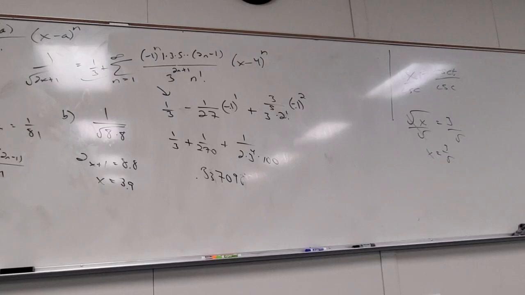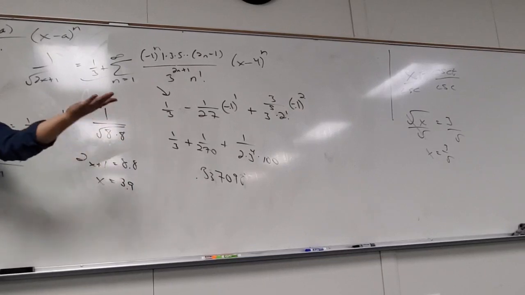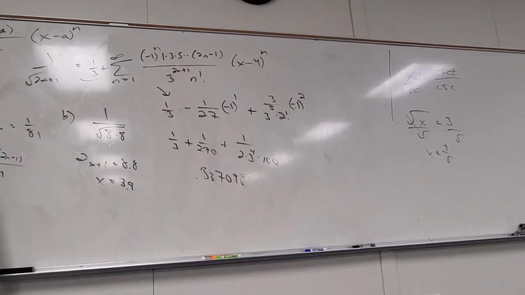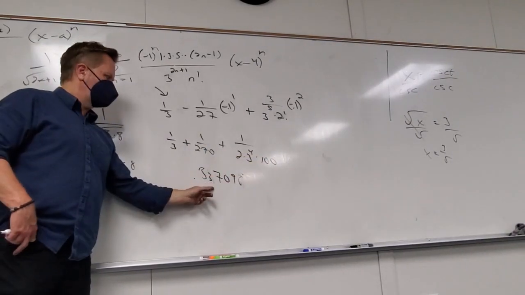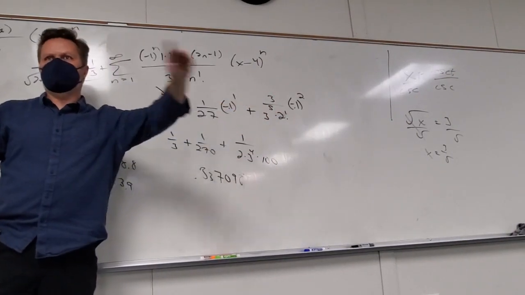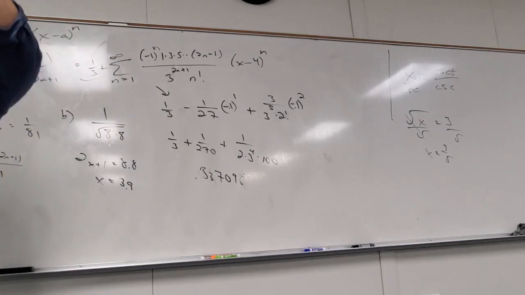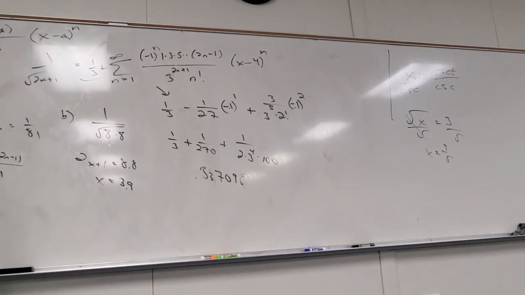That's pretty good. There's nothing to stop you from just doing 1 over the square root of 8.8 to begin with and seeing what number that is. That's a really good way to know if you made a big mistake. If it's not getting close to the answer, even if you do 5 or 6 terms, you probably did something wrong. It's a nice check.